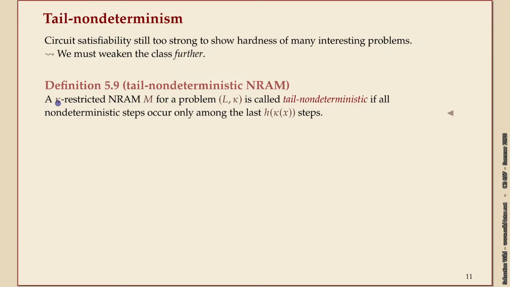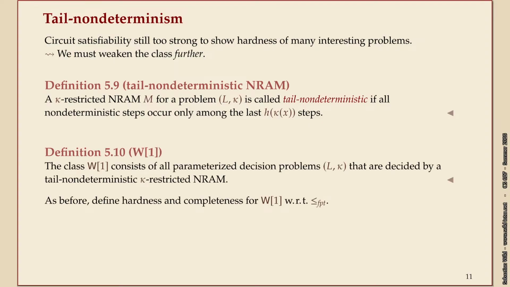So an NRAM, as before, kappa-restricted NRAM for a problem is tail non-deterministic if these non-deterministic steps occur in the last h(kappa) many steps, depending only on the parameter. That's the important part. So h, again, is an arbitrary function, but it only depends on the input via kappa. Okay? So as before, the number of non-deterministic steps is bounded, but it has to be at the end of the computation. And it turns out this is the final answer for our reductions.